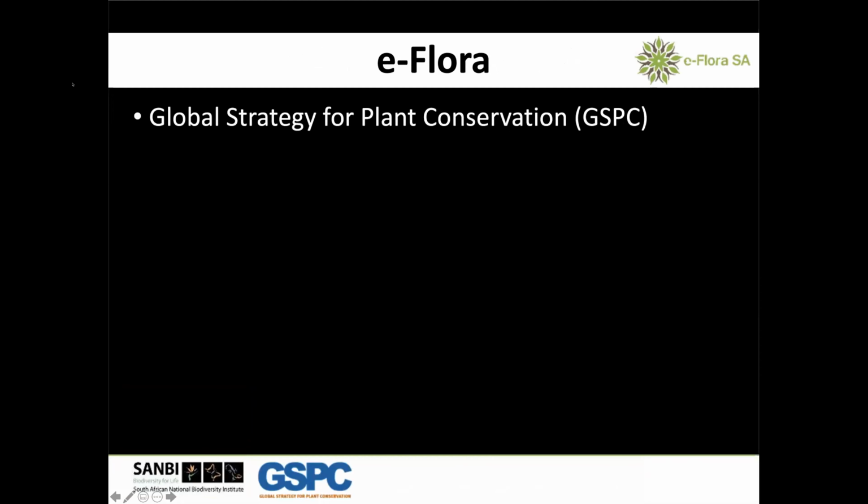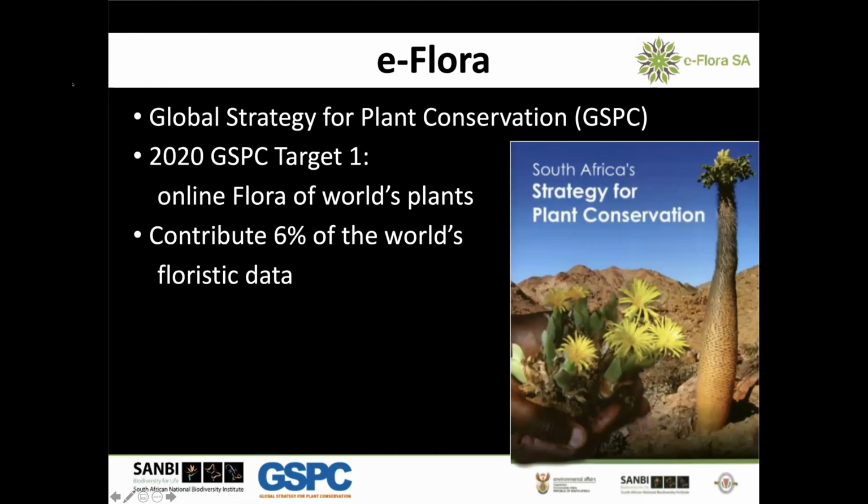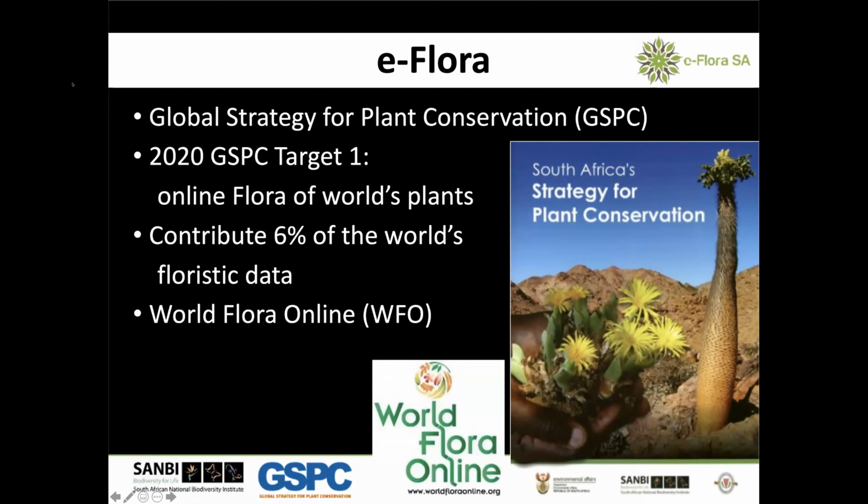As a next step in the process, the e-Flora of South Africa project has expanded the online data provided with the South African Plant Checklist. As a participant in the Global Strategy for Plant Conservation, South Africa committed to produce an electronic flora for the plants of South Africa as part of efforts to reach Target 1 of the 2020 GSPC, namely to produce an online flora of all the plants of the world by 2020, which will continue into the future. The e-Flora of South Africa is able to contribute 6% of the world's floristic data to the World Flora Online project, which is hosting the e-Flora.